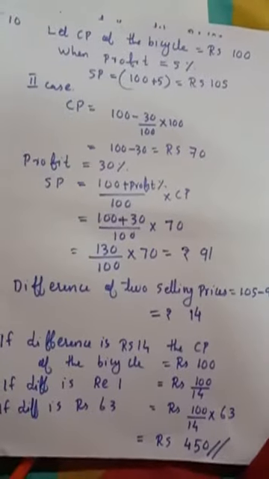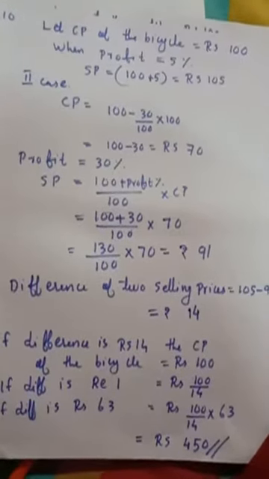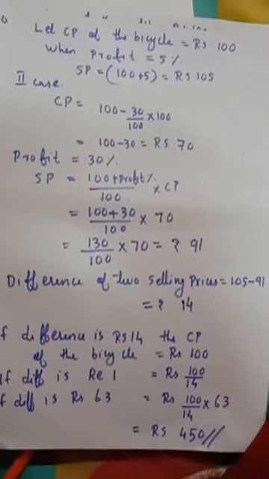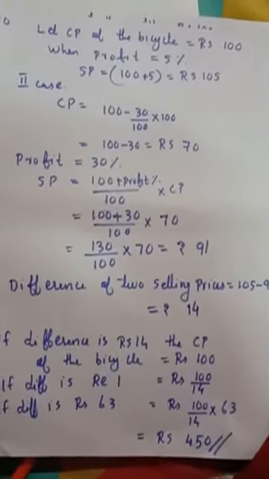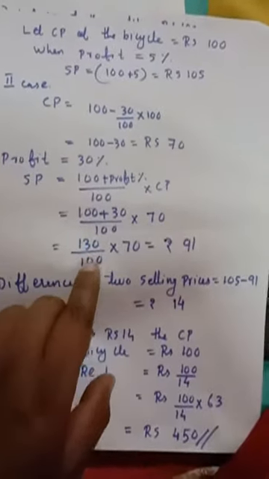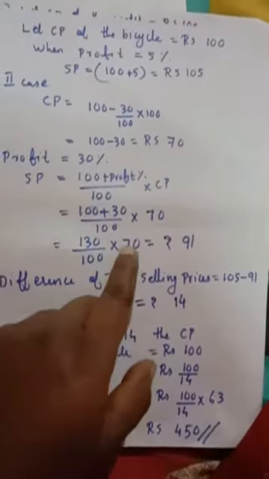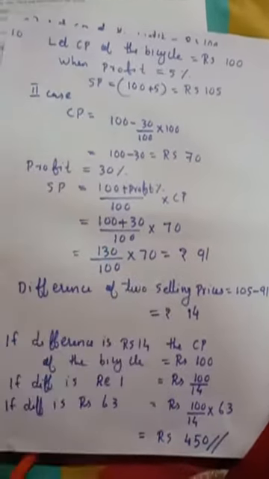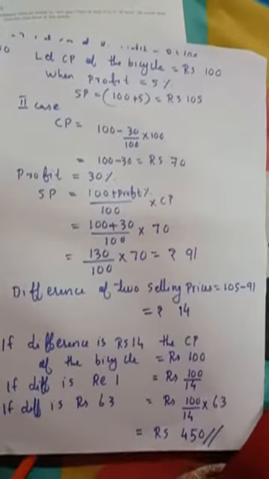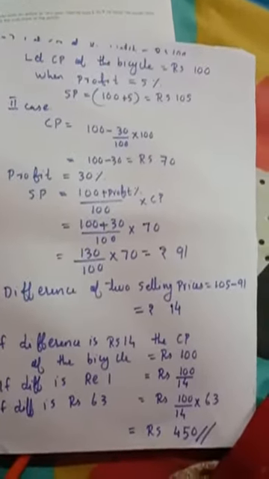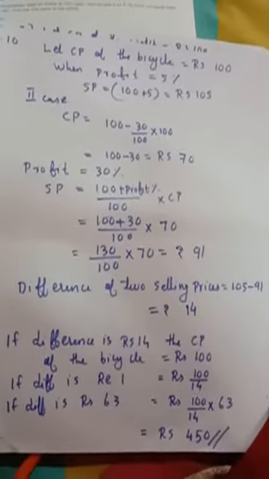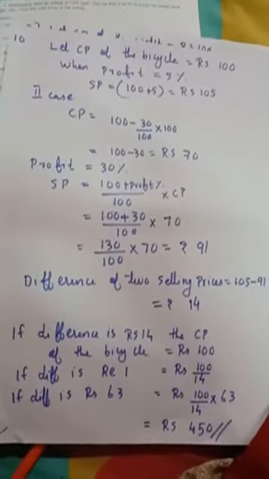Profit 30%. So what is the SP? (100 plus profit) by 100 into CP, that is 100 plus 30 by 100 into 70, that is 130 by 100 into 70. The 0 and 0 get cancelled. 13 into 7, 91. Okay, 91. So the difference in the two selling prices: the first selling price is 105 and the second case selling price is 91. So the difference is 14 rupees.